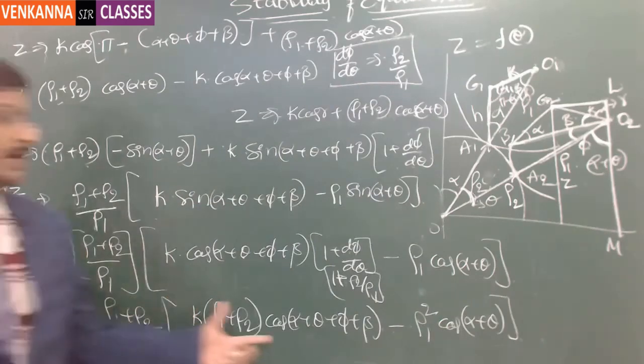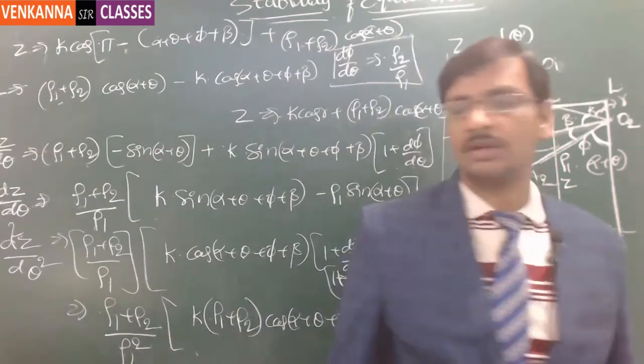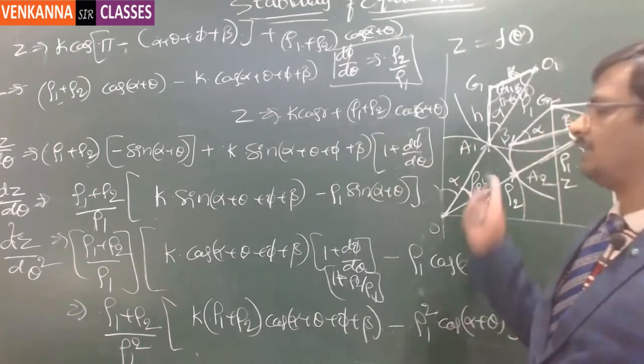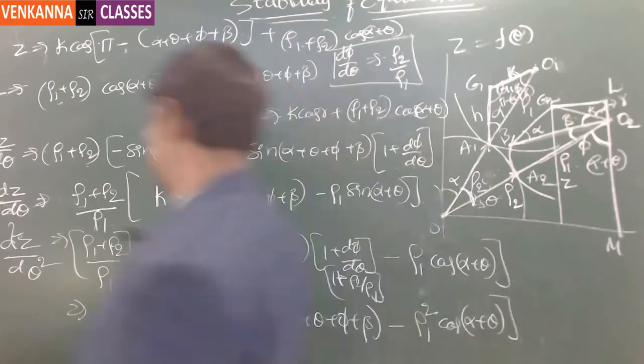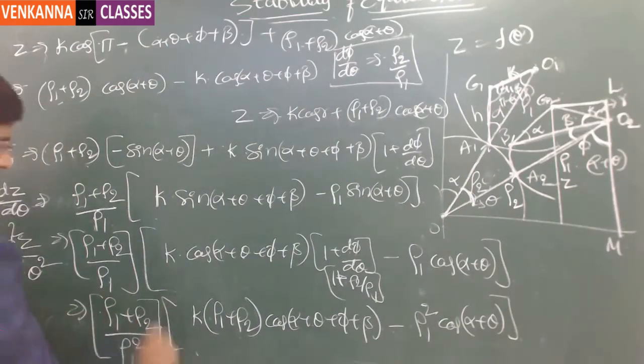Now actually we have to identify whether this value is going to be positive or not. If it is positive, then we are fine, it is stable equilibrium. If it is negative, it is going to be an unstable equilibrium. Got it? So you note down till this point, we are going to simplify this. So this is important for us now.